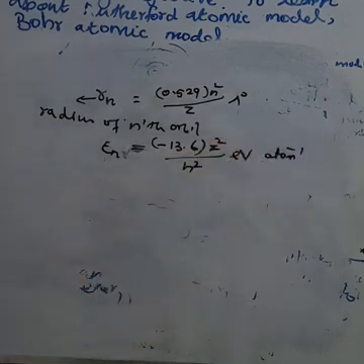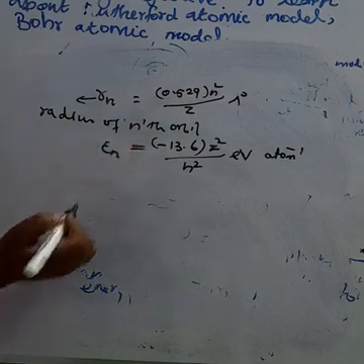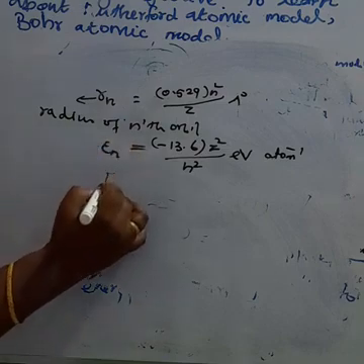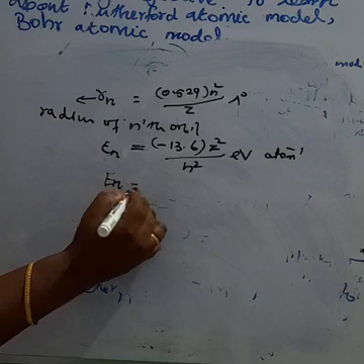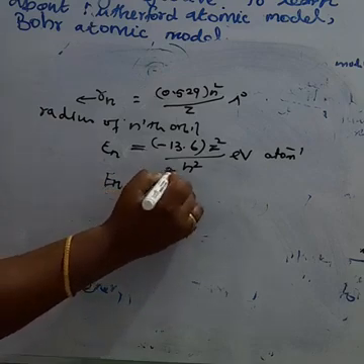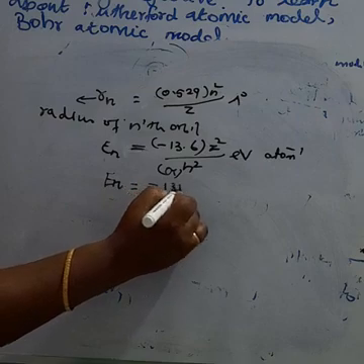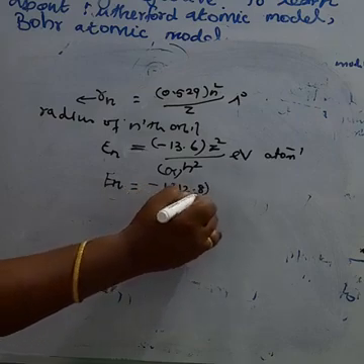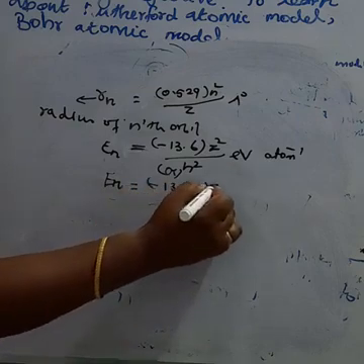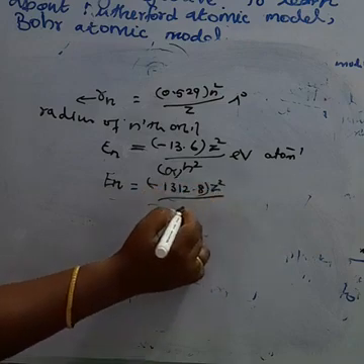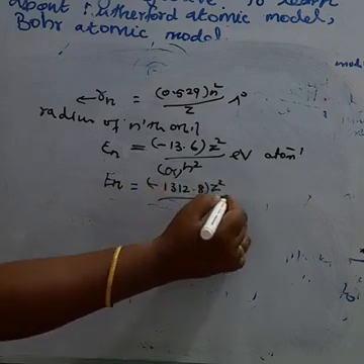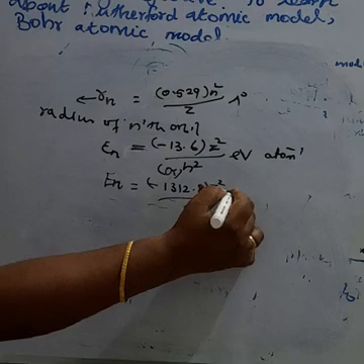Okay, and then En is equal to minus 1312.8 Z square by n square kilojoule per mole.